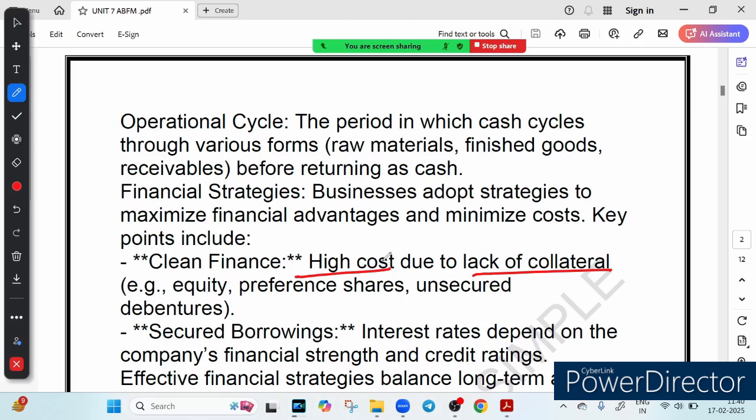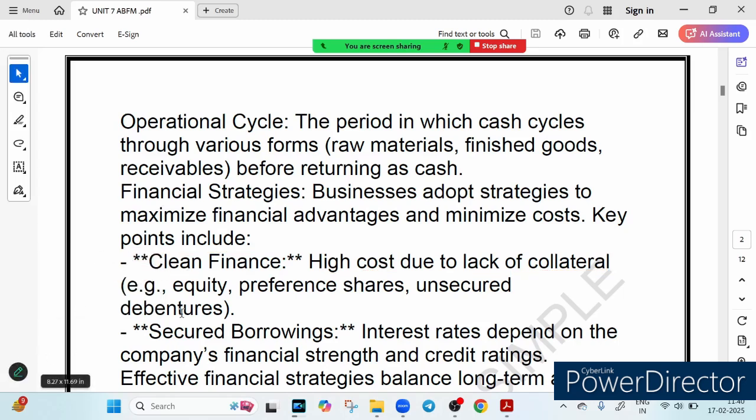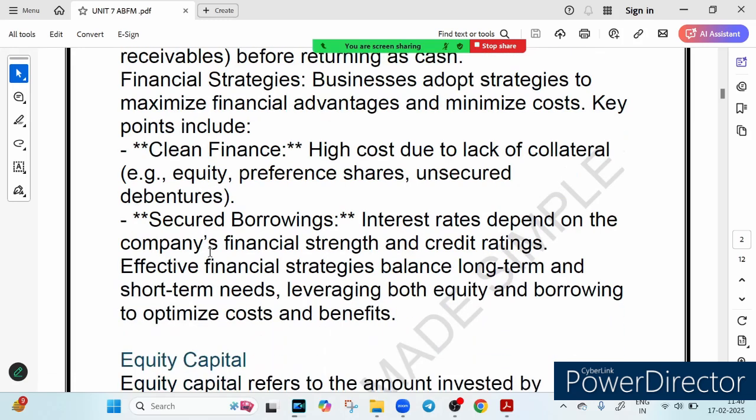So what we are basically discussing is that every business wants to reduce cost and increase profit. One way to do this is clean finance. You don't ask for any collateral. What is collateral? Like equity, preference share. You don't ask for any kind of collateral, like selling shares or issuing unsecured bonds. But since collateral is not taken, obviously there is no guarantee for the lender, so the interest rate is kept high. That is called high cost. So there are some drawbacks and some advantages: you need not give collateral, but since you are not giving collateral, you will be charged a higher interest rate. So that is what we call clean financing.